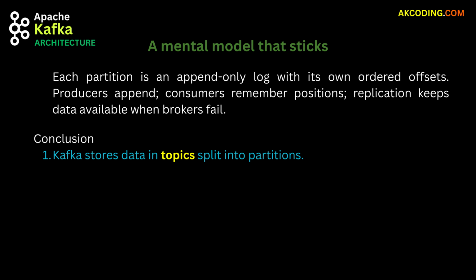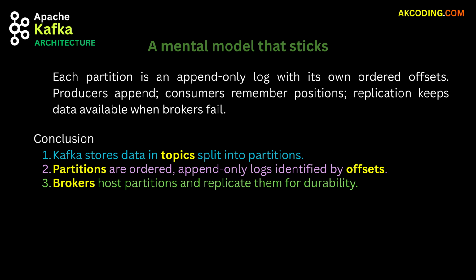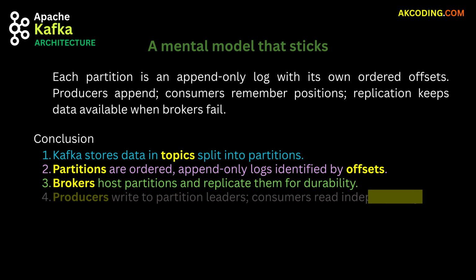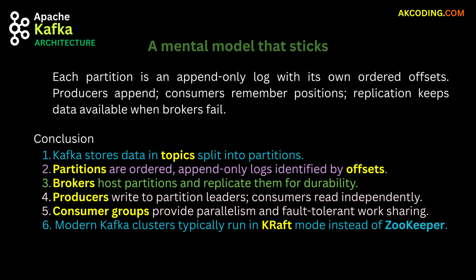In conclusion, Kafka stores data in topics, which are further split into partitions. Partitions are ordered, append-only logs identified by offsets. Brokers host partitions and replicate them for durability. Producers write to the partition leaders. Consumers read independently. Consumer groups provide parallelism and fault-tolerant work sharing. Modern Kafka clusters typically run in KRaft mode instead of Zookeeper.